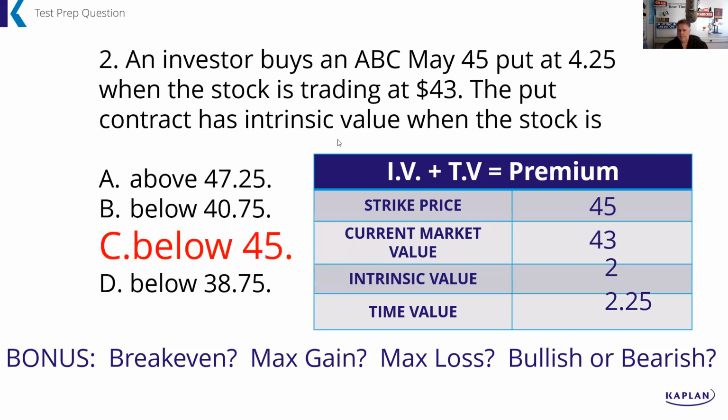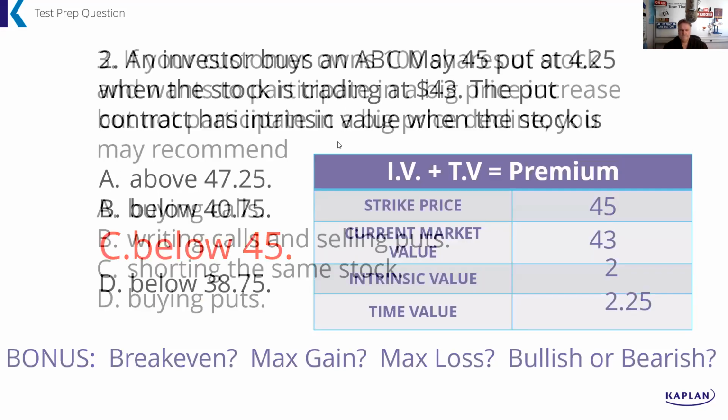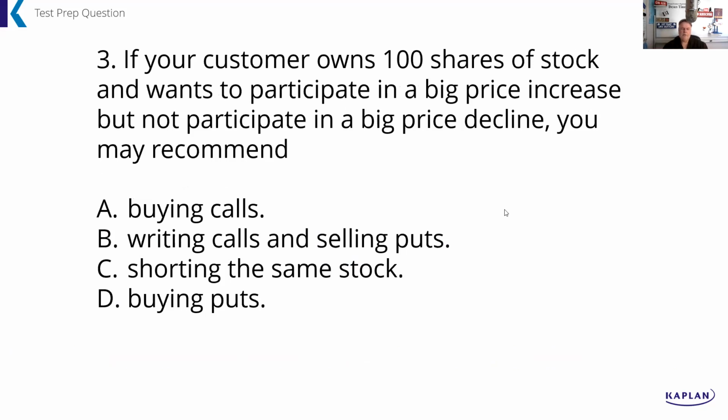There's our strike price, boom, boom, boom. If your customer owns 100 shares and wants to participate in a big price increase, so that's important. So that means you're not going to sell the call, because if you sell the call, you won't participate in a big price increase. There will be a ceiling there. But not participate in a big price decline. There we go. Looks like we're looking for a floor.